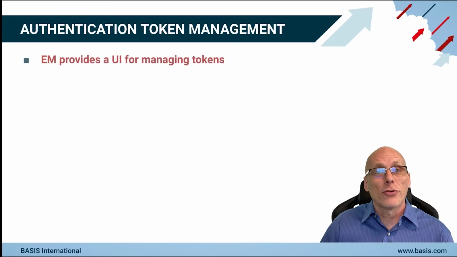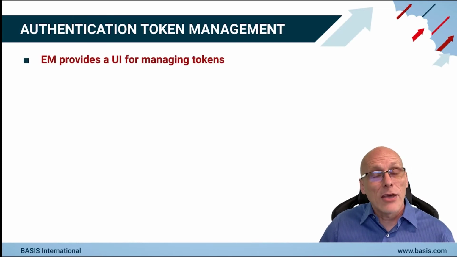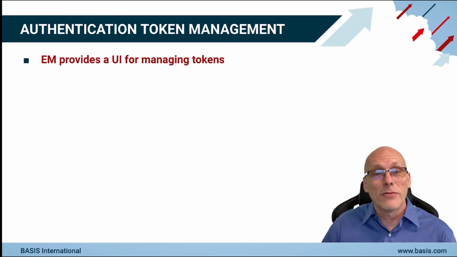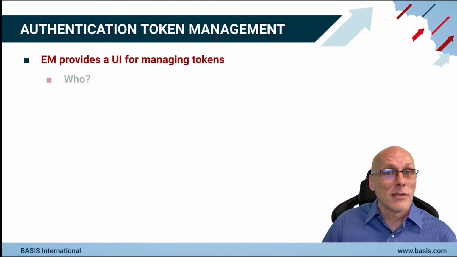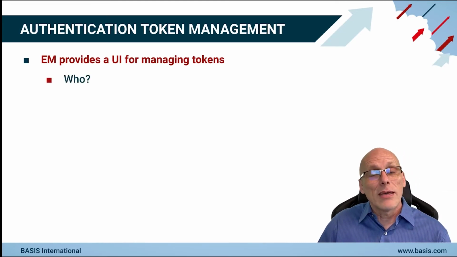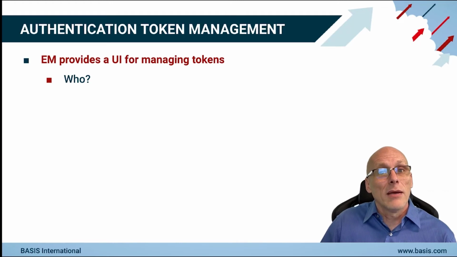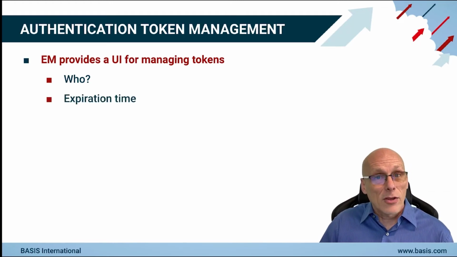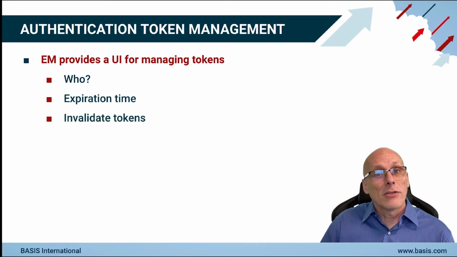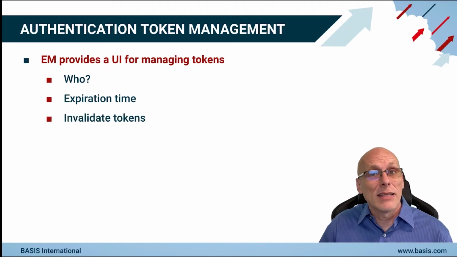So you'll find this under the Security Authentication Tokens page, which will be new if you are just upgrading to a later version of BBJ. The Enterprise Manager provides a user interface for managing these tokens in a nice and convenient way. Now, the tokens listed will display who, the username, the expiration time, and it also gives you the ability to invalidate a token.